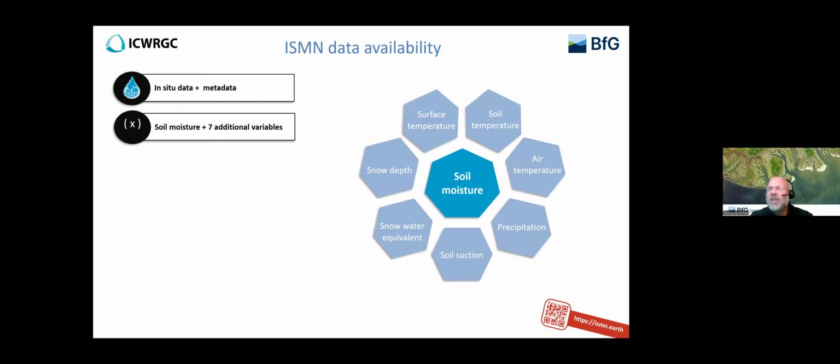So we are a network of networks. That means we are not measuring soil moisture by ourselves. We are completely depending on the voluntary data submission and contributions of our providers. And we are storing not only in situ soil moisture data, of course, we are also storing the metadata for these time series. We are also interested in additional variables depending on the data provider, if it is possible for the data provider to provide these variables, for example, soil temperature, air temperature, precipitation, and so on.